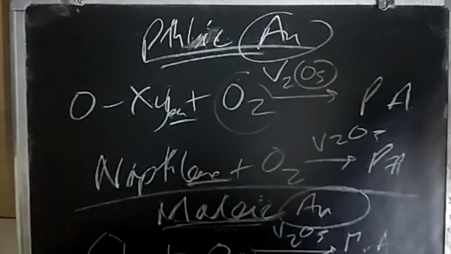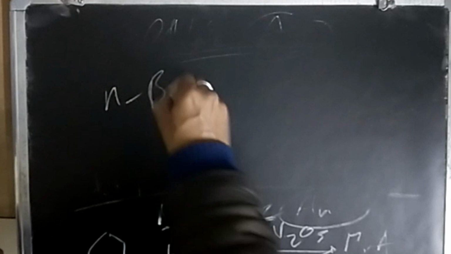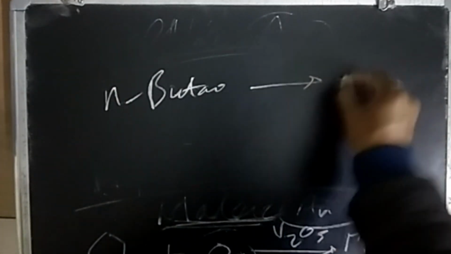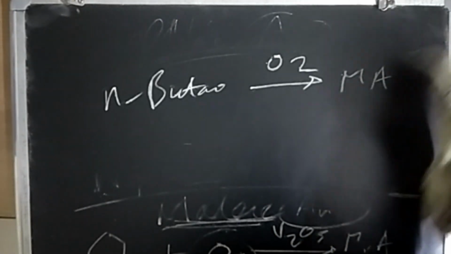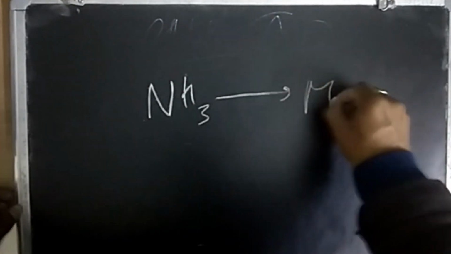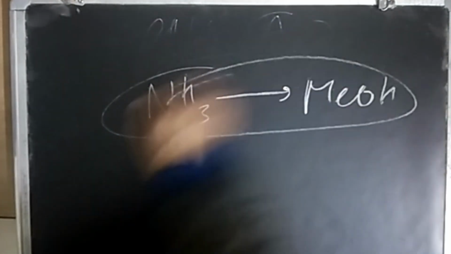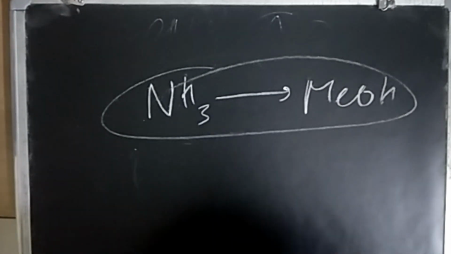We can also get maleic anhydride from n-butane. So from n-butane, we can get maleic anhydride by oxidation. So these are the whole everything. We can also prepare methanol from NH3. Just remember this is possible. This is also a process. I'm not going into detail, but this is also possible.